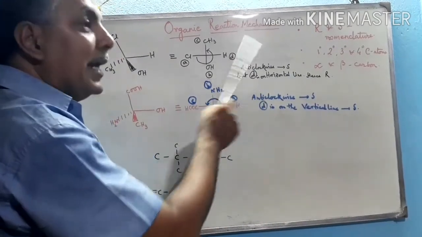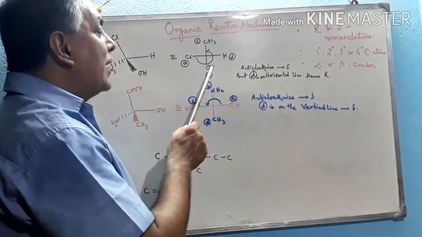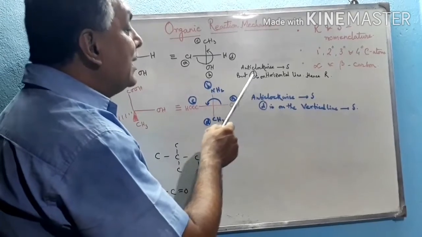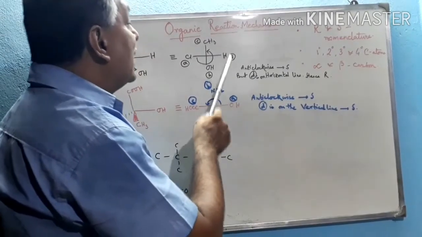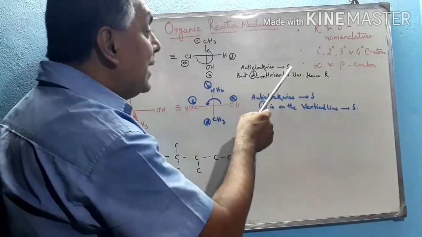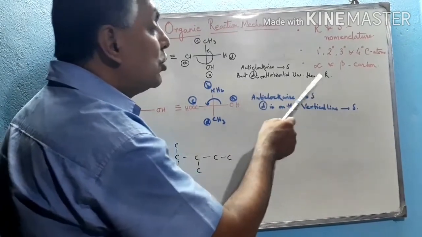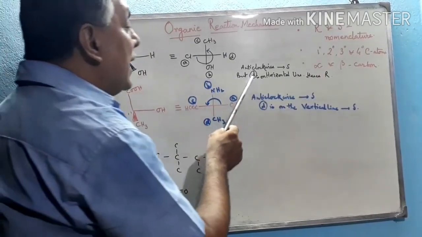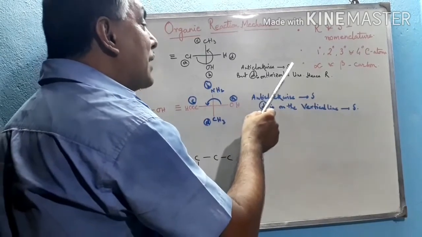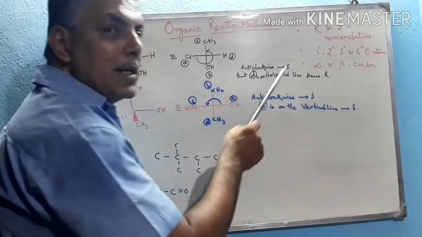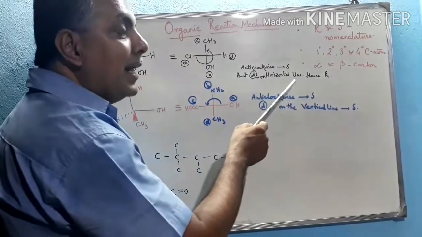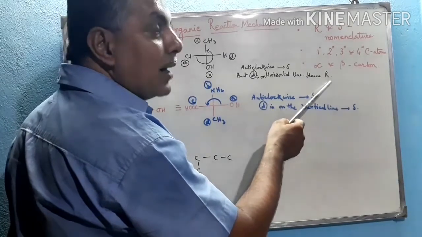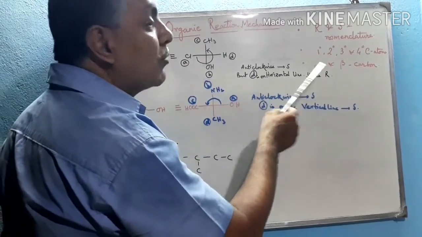But after assigning R or S, whatever it may be, we have to find out the position of D. Here D is on the horizontal line. As D is on a horizontal line, hence it is just the inverse of this. Instead of S, we have to write R. So the nomenclature of this configuration is R. If D is on the vertical line and it is anti-clockwise, then it becomes S. If it is clockwise, then it becomes R. But if it is on the horizontal line, anti-clockwise, which would be S, converts to R. If it is clockwise, R, then it converts to S.